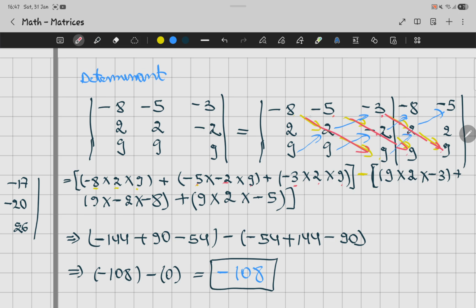So it's going to be 8 times 2 times 9, that's what you see here. Negative 5 times negative 2 times 9, that's what you see here. 3 times negative 3 times 2 times 9, that's what you see here. And then we add them together. Okay, we keep them in one bracket.